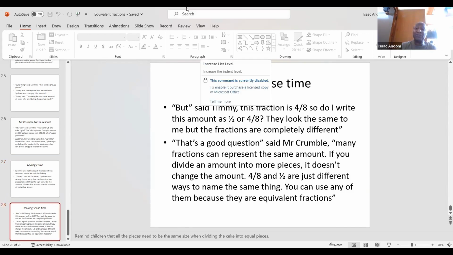But, said Timmy, this fraction is 4/8. So do I write this amount as a half or 4/8? They look the same to me, but the fractions are completely different. That's a good question, said Mr. Crumble. Many fractions can represent the same amount. If you divide an amount into more pieces, it doesn't change the amount. 4/8 and a half are just different ways to name the same thing. You can use any of them because they are equivalent fractions. And that's the end of the story.